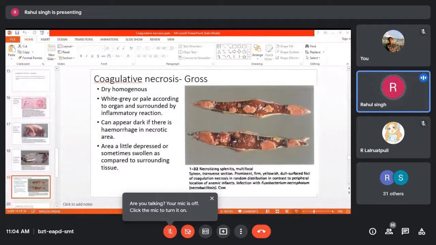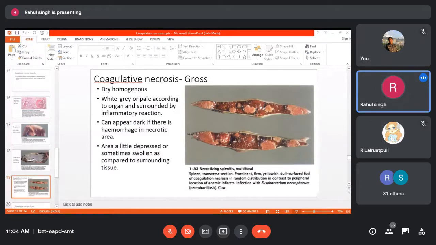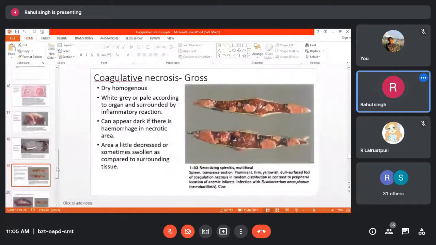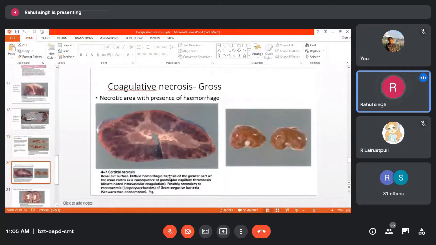Now this is the appearance of necrosis. This is the cross section of the spleen. You can see this is the inflamed parenchyma of the spleen, and this is the necrotic part. This pale structure is the necrotic part. So in this case, necrosis appears pale in color, a little bit less in color than the surrounding parenchyma. But sometimes necrosis can be hemorrhagic also. The necrotic area can develop hemorrhages, as in this case.